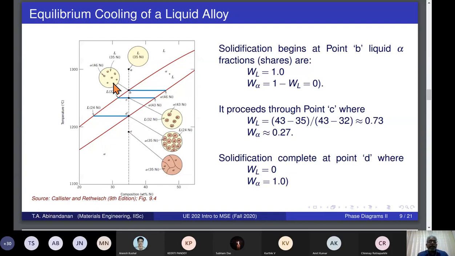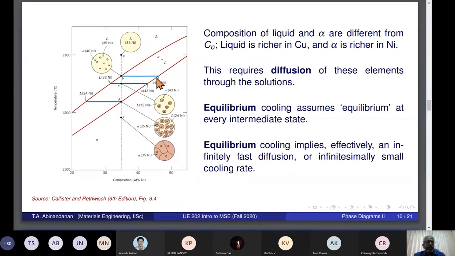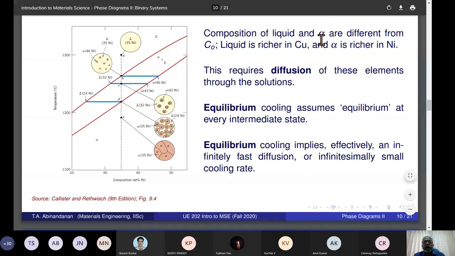All right. But here's the situation. So this equilibrium cooling basically implies that you are not only equilibrating the temperature, but you're also equilibrating the chemical compositions, in the sense that the solid composition keeps moving along this direction, and the liquid composition keeps moving along that direction. And since the composition of the liquid and composition of alpha are different from the original alloy composition, in other words, the liquid is richer in copper and alpha is richer in nickel, this requires diffusion of these elements in both the liquid solution and the solid solution.